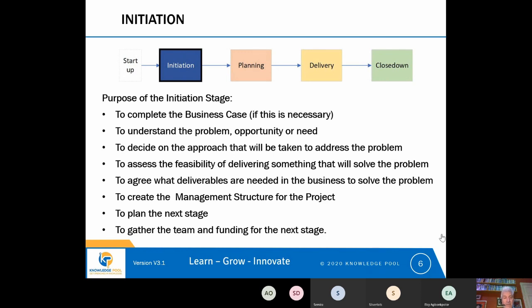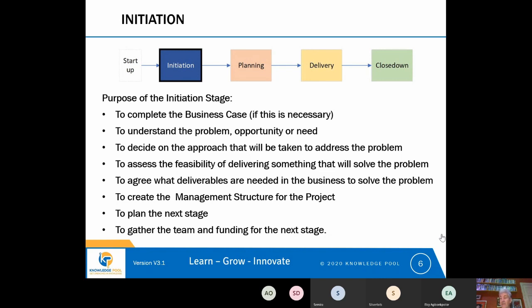And this is why, if there is any question as to whether the project can deliver something that will solve the problem, the work of assessing the feasibility will usually be done in the initiation, so that if we find that it's not feasible to solve the problem in the way we were thinking, we can choose a new approach, check that that's feasible, and if we find that's feasible, we can move forward with that new approach. So one of the actions within initiation is to assess the feasibility of something that can be delivered that will solve the problem in our organisation.